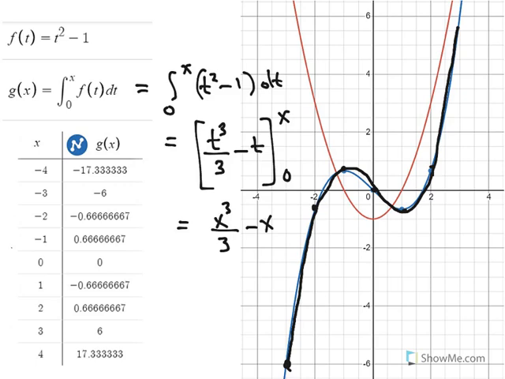And here we have the graph of g as sketched by Desmos, and you can see that it, of course, coincides with the graph that we got by plotting points.